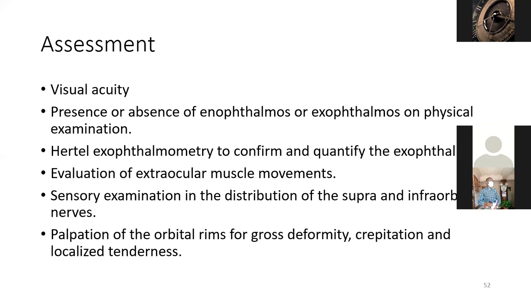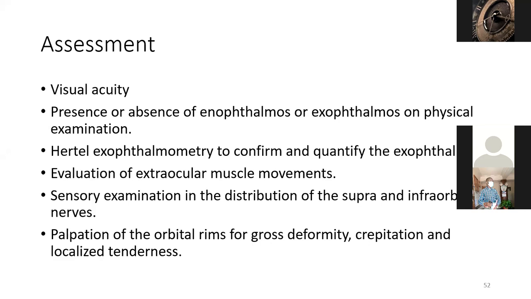Then you should also evaluate the movements of the extraocular muscles, especially when there has been a fracture of the floor of the orbit. The orbital contents may prolapse into the maxillary sinus, and the inferior rectus muscle may be trapped, and you may find that the patient is unable to rotate his eye upwards or to look up.